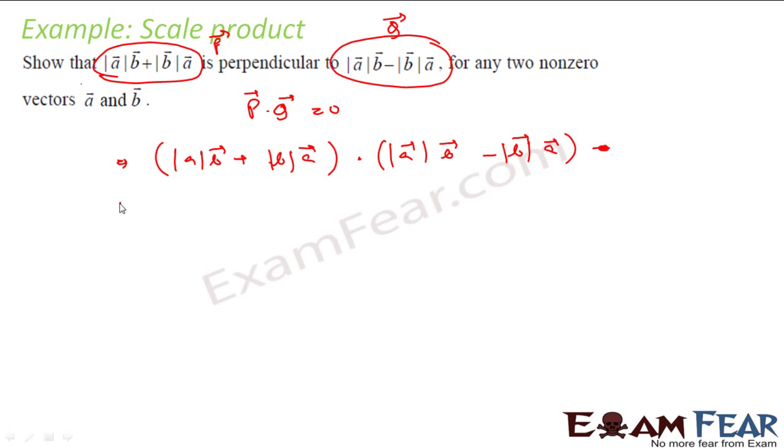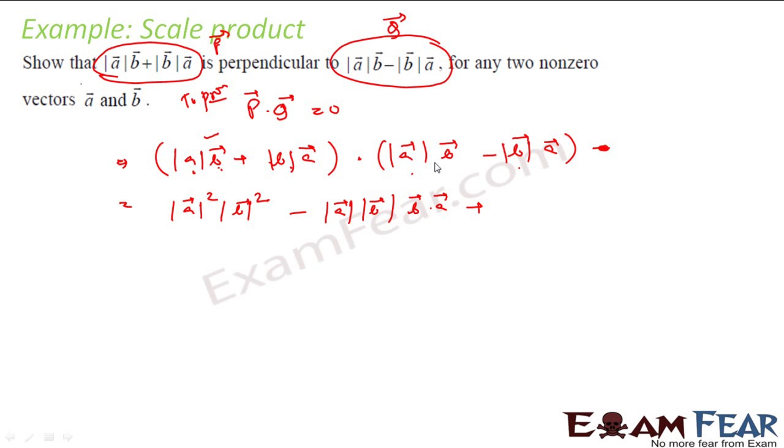So let's find what is the value of this. It has to be 0. So to prove this is equal to 0, let's see what is the value of this. Magnitude of A into magnitude of A, that is magnitude of A square. B vector dot B vector is nothing but magnitude of B square. Correct? Second is minus magnitude of A into magnitude of B, and then B dot A. Plus, this part is done.